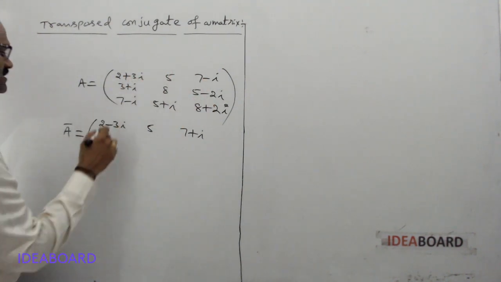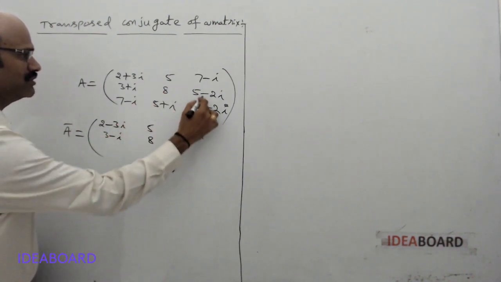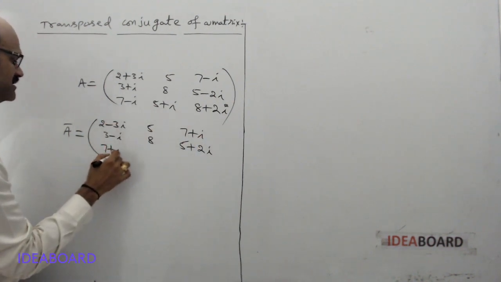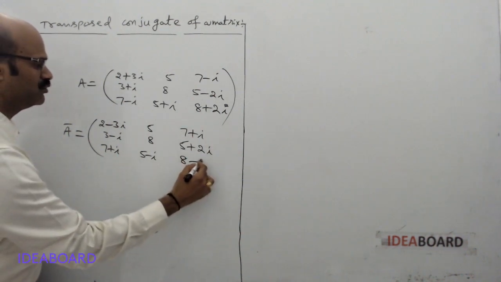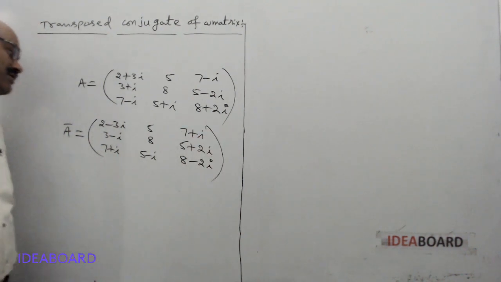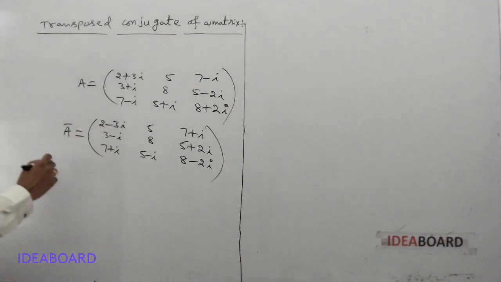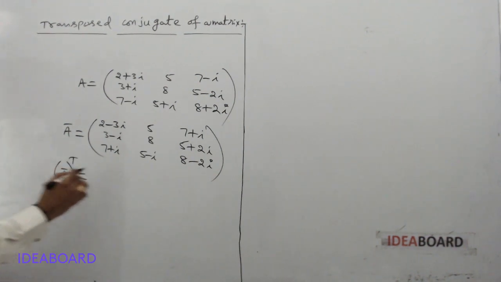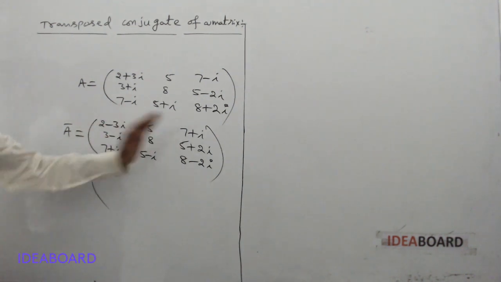The conjugate of 3 plus i equal to 3 minus i, 8. The conjugate of 5 minus 2i equal to 5 plus 2i, 7 plus i. Here 5 minus i, 8 minus 2i. This is called the conjugate of this. The transpose of this, A bar whole transpose, equal to the transpose of this matrix.